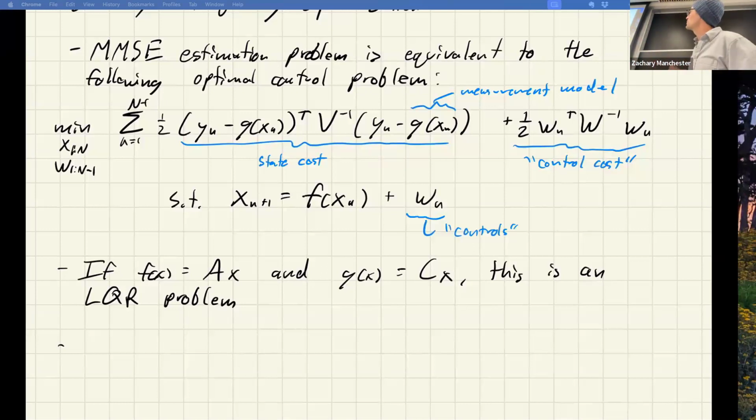So there are lots of cool things you can do with this. This is the big idea around duality: there's an equivalent control problem for the state estimation problem. And with that, we are done. Thanks, guys.